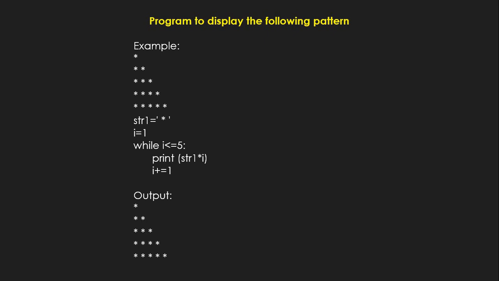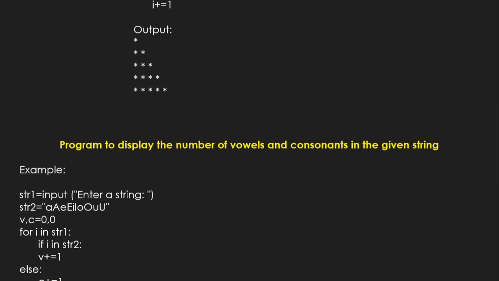I've used str1 is equal to an asterisk. I is equal to 1, while I less than or equal to 5, I print this asterisk. First time I print it once, then I becomes 2. Second time I print the same asterisk 2 times. Then I becomes 3. I print the same asterisk 3 times. It goes on till the loop completes 5. Because there are 5 rows there, it completes row 5, finishes the program and comes out of the loop structure. So this is also an important program.